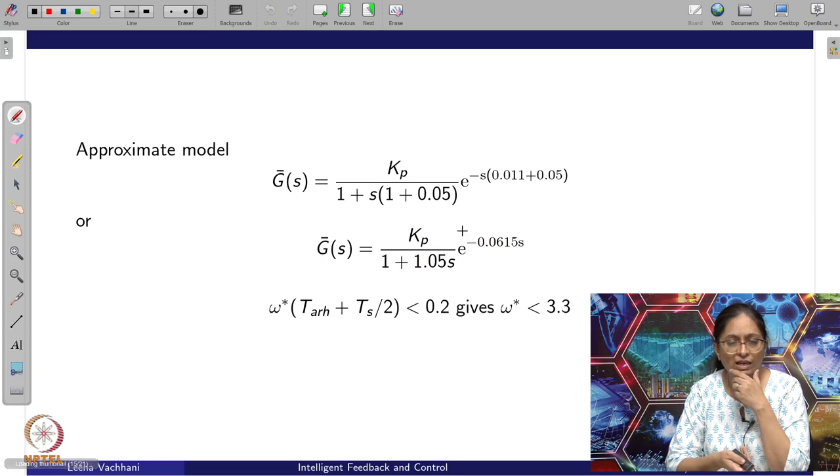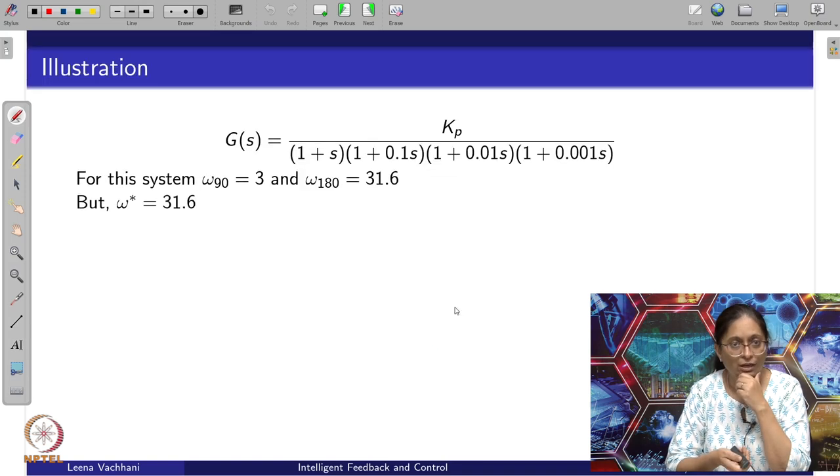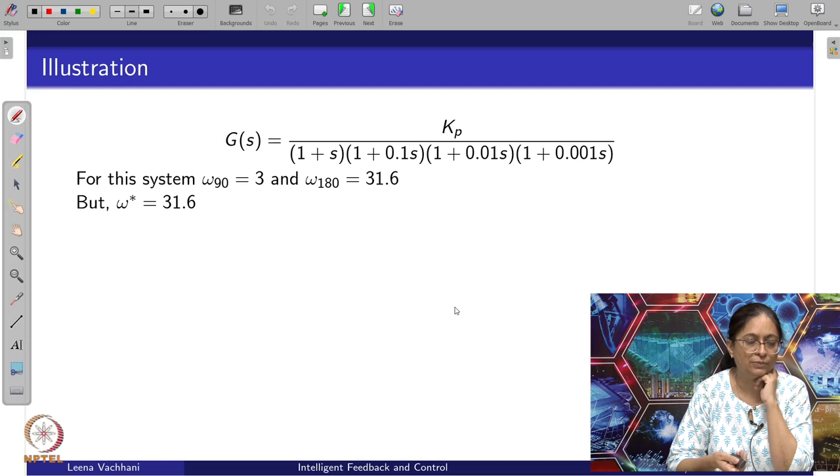Okay, so when we apply this and see what comes out at omega star equal to 3.3, this omega times delay term is less than 0.2. So this is introducing a certain phase lag, which corresponds to 6 degrees, which is what the claim is from this half rule.